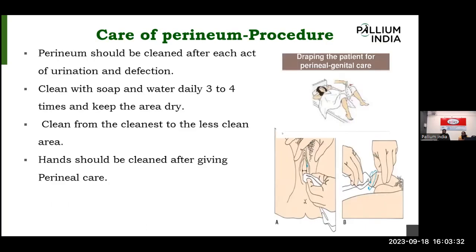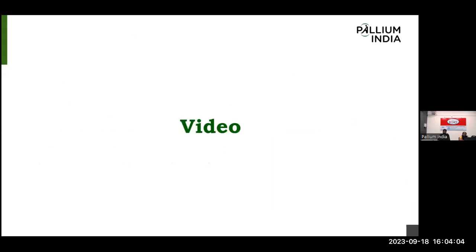Coming to perineal care, it is the same thing. They have to clean the perineal part after each urination and defecation. They can use soap and water, and they have to clean from the cleanest area to the least clean area. We consider the urethral area the cleanest, so they have to clean from the urethral area first and then go to the perineal part. We have a small video on catheter care. We will show you that and then move further.